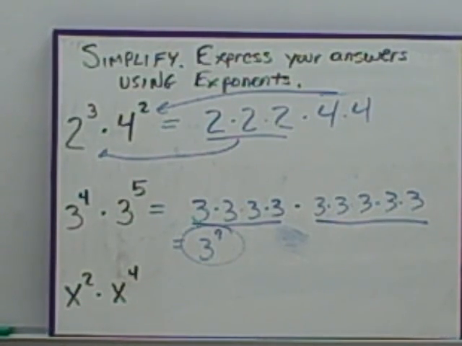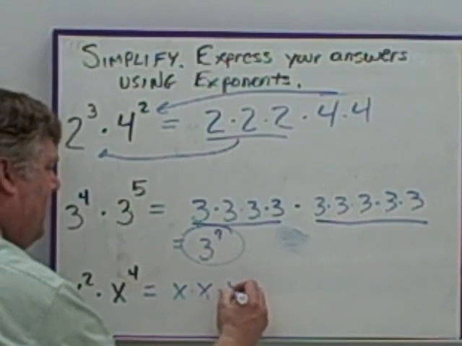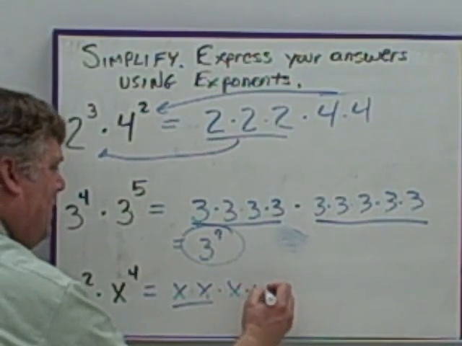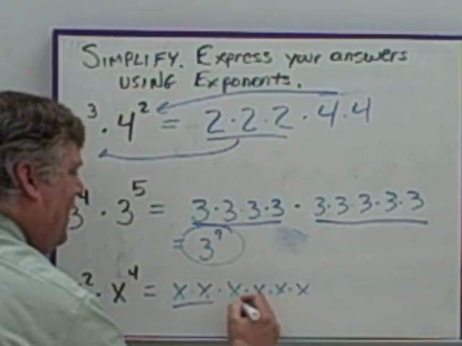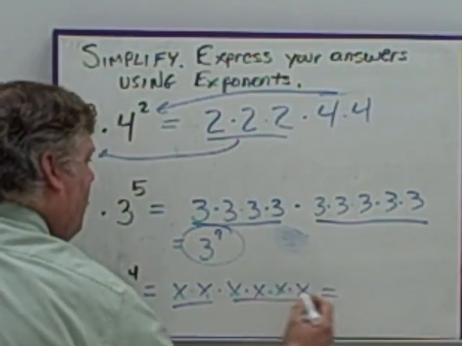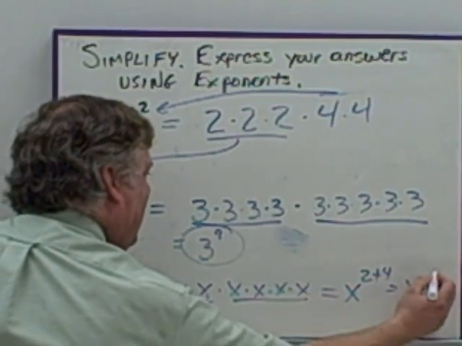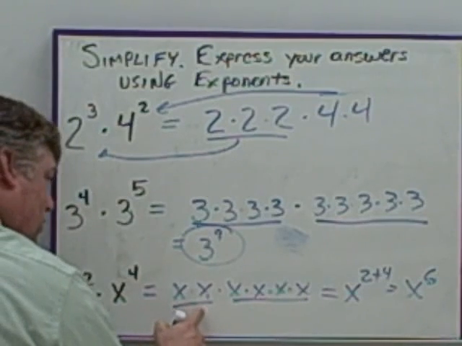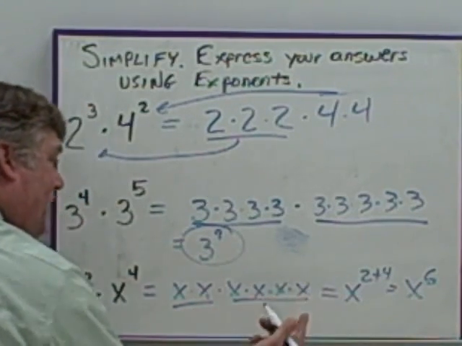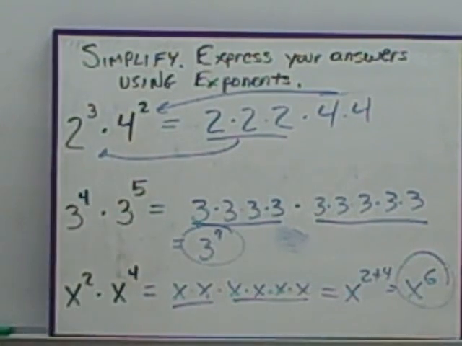Well, gee, that looks just like I'm adding up the exponents. And I am. Let's see how it works here. X times x, that's x squared. X times x times x times x, that's x to the 4th. If that's the same as x to the 2 plus 4, I should get x to the 6th. 1, 2, 3, 4, 5, 6. That is x to the 6th. There's my answer there.